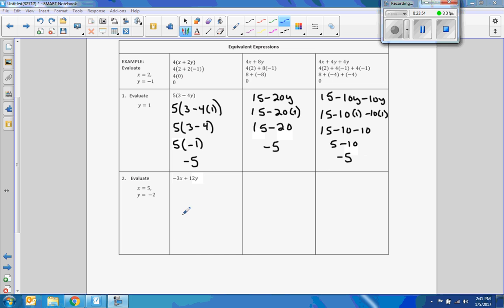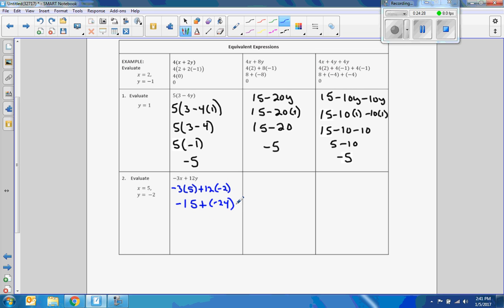Okay, so evaluating negative 3x plus 12y when x equals 5 and y equals negative 2. We're going to substitute in, and that first step is just the substitution part, where x is 5, so we're going to replace the x with the 5, plus 12, and then y is negative 2, so it's times negative 2. Now in showing my work, order of operations says to multiply first, and then add and subtract. So negative 3 times 5 is negative 15, plus 12 times negative 2 is negative 24.